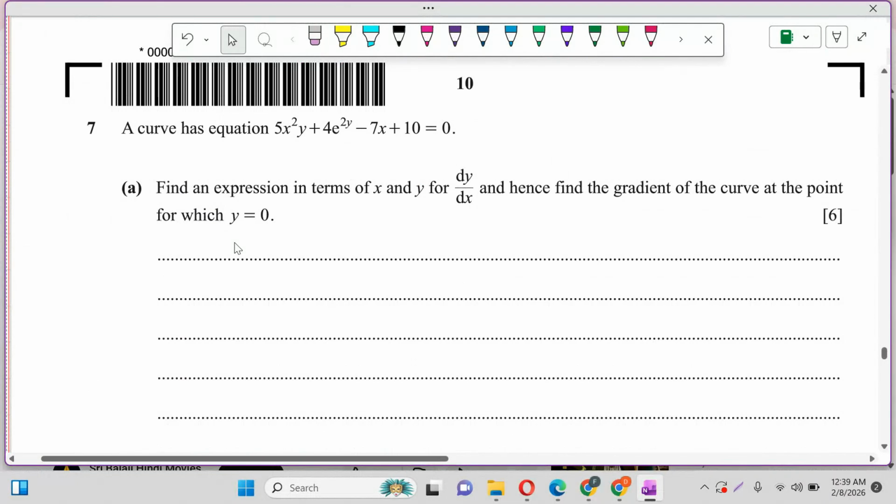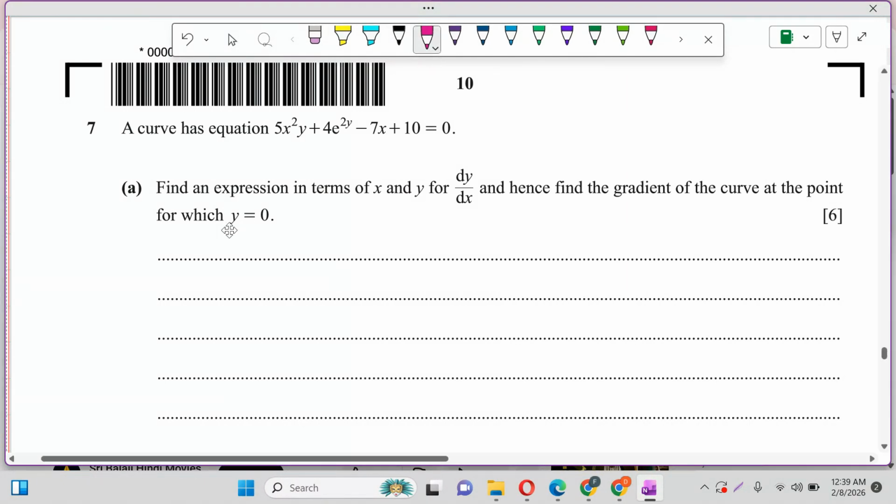Okay, we are going to start question number 7. The curve has the equation given. Find the expression in terms of x and y for dy over dx, and hence find the gradient of the curve at the point for which y is equal to 0.